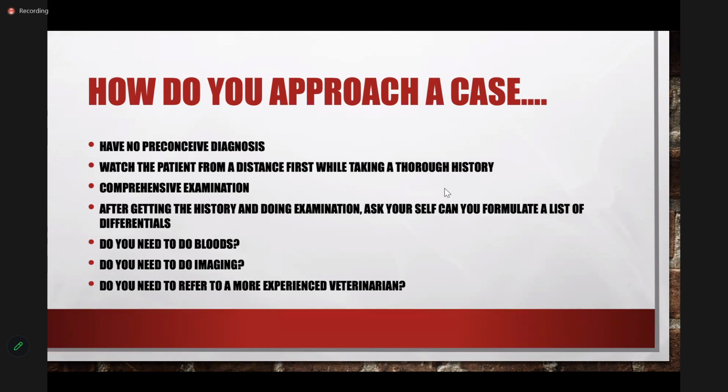Okay. So after getting the history and doing the examination, then you can ask yourself, can you formulate a list of differentials? It means with the history and the examination, do you have an idea what's wrong with the patient? Okay. If you don't have any idea, the next question is, do you need to do bloods? Okay. Do you need to do imaging? Or if you have no idea, the last part is, do you need to refer to a more experienced vet?